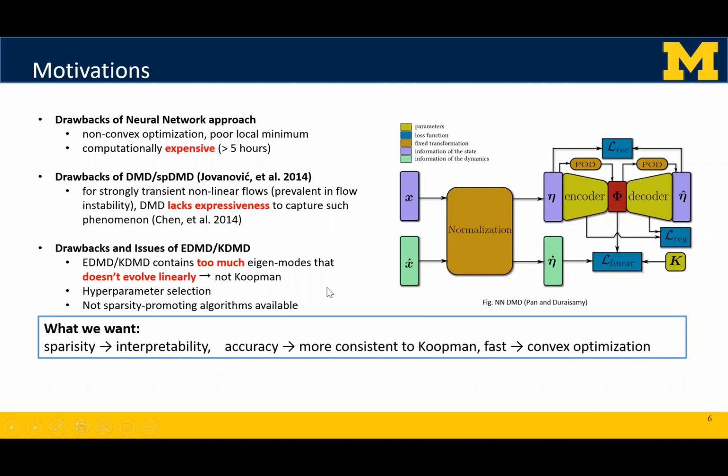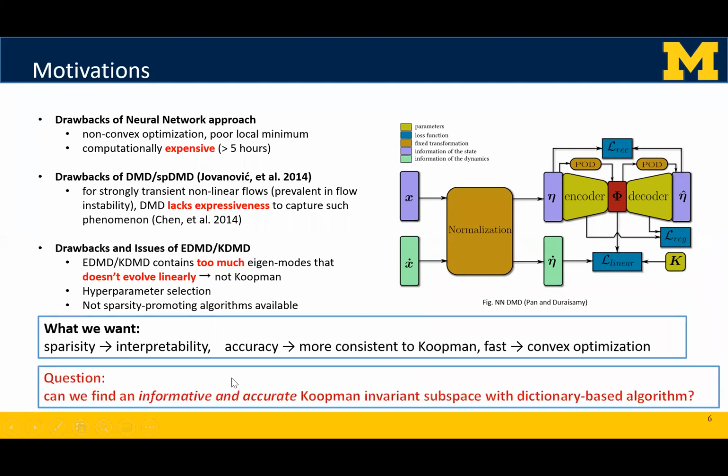So what we want is sparsity so as to increase our interpretability. We want accuracy so that the modes are very close to the Koopman modes, and we want the method to be fast, so we would prefer convex optimization over non-convex optimization. So the question is, can we find an informative and accurate Koopman invariant subspace with a dictionary-based algorithm?